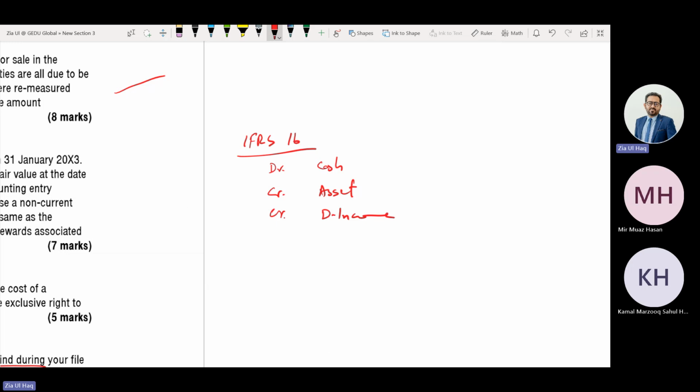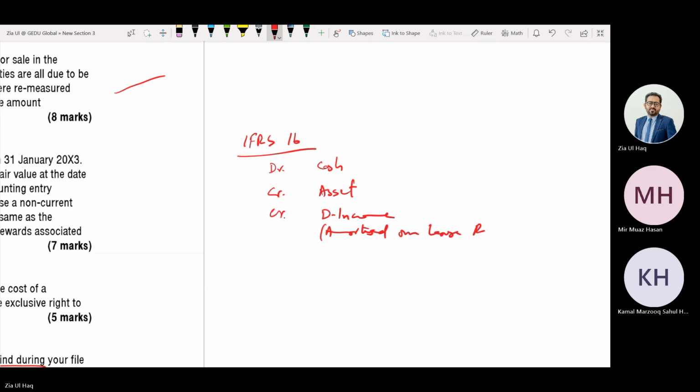Gain means in this transaction, first you need to record the entry of sale: cash you received, asset gone, asset credit. If you receive cash more than the asset carrying value, there is a gain, but this should not be recorded as gain in P&L. This should be recorded as deferred income and should be amortized over the lease period.